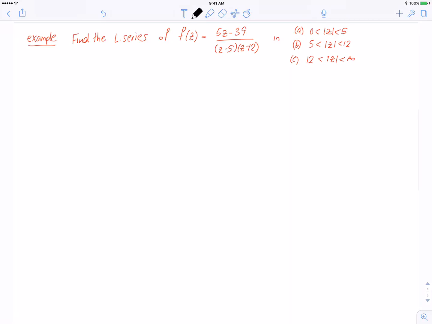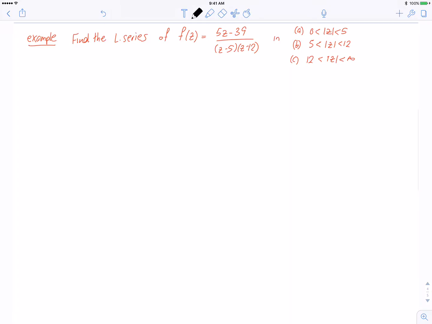So here, my function has singularities, so it's not defined at 5 and 12. Because you need your function to be analytic in the region where you find the Laurent series, we can find the Laurent series when modulus of z is between 5 and 12, or outside 5 and 12. And that's what parts A, B, and C are saying. So how do we do this?